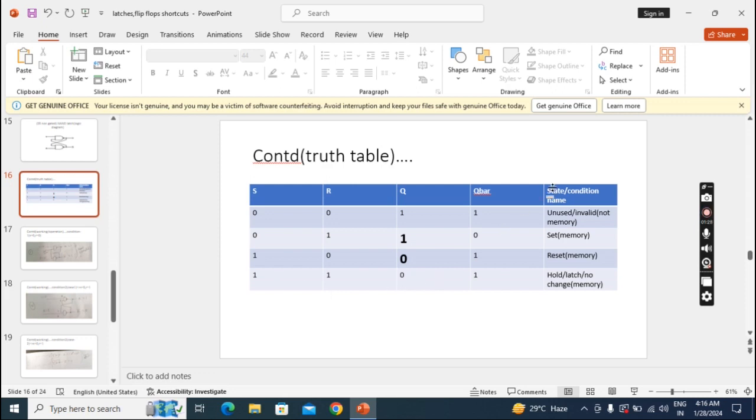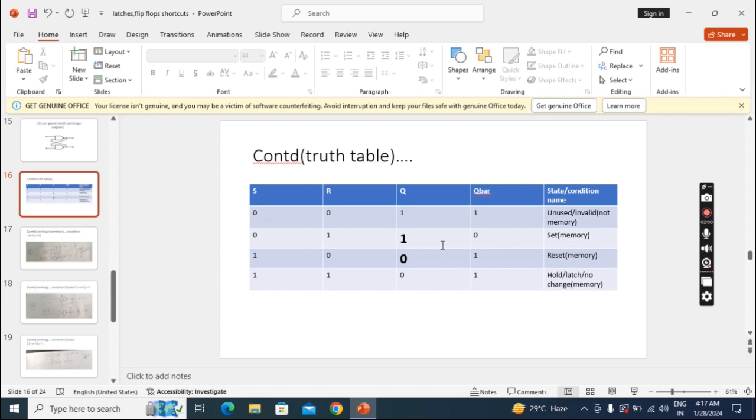Okay. So here this is the state name or condition name. Whenever both outputs are 1 1, that is the same, we consider it an invalid condition, because both outputs should be complementary. That is the condition, so it is violated. That's why it is an invalid or not used condition. This is not useful as memory, because ultimately this latch is for storage.